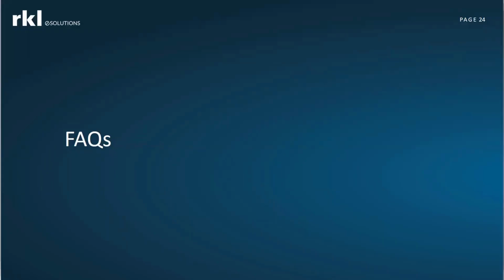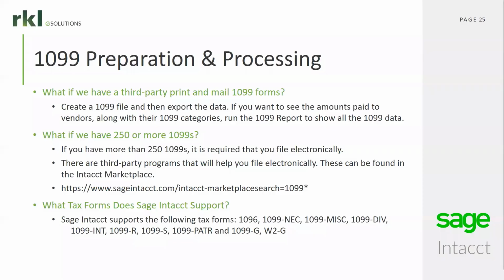On to the frequently asked questions that we picked up over the couple years of doing this. Number one, what if we have a third party print and email our forms? You want to create the 1099 file, then export the data. If you want to see the amounts paid to vendors along with their categories, you can run the 1099 report for that.